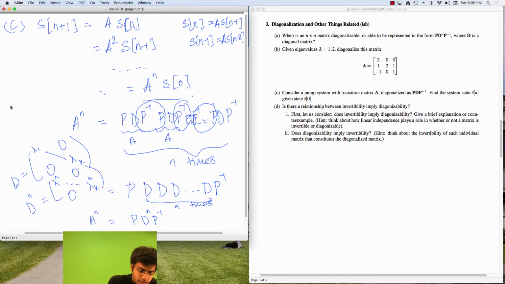OK, so finally what you can conclude is S of n plus 1 is P D to the n P inverse times S of 0. For those of you who like a change of basis perspective on these things, what this is saying is we're converting into a different basis, often known as converting into the eigenbasis. You're multiplying D to the n in the eigenbasis, so you're rescaling. And finally, you're going back to the standard basis, which is exactly what we would have done if we had used the transition matrix A.